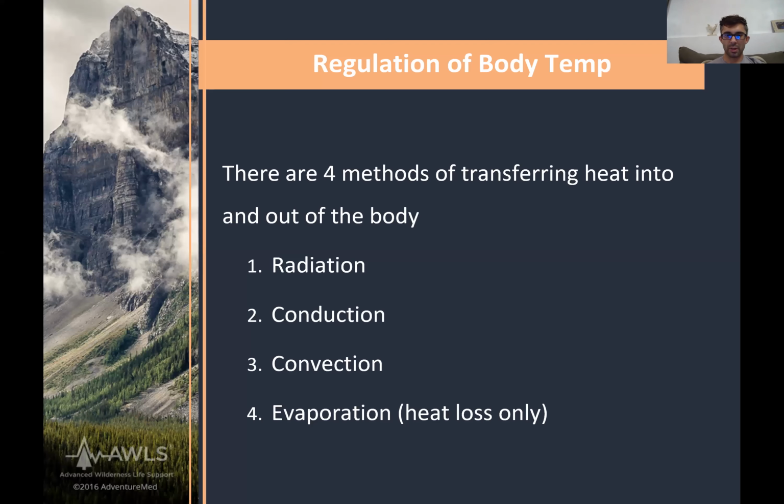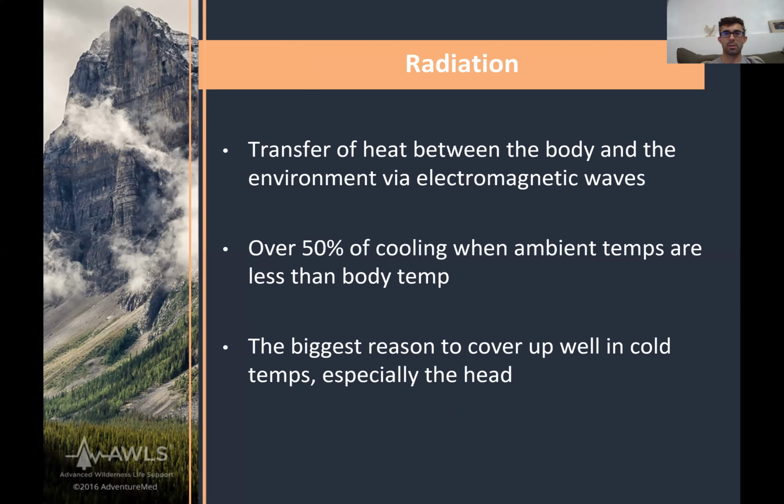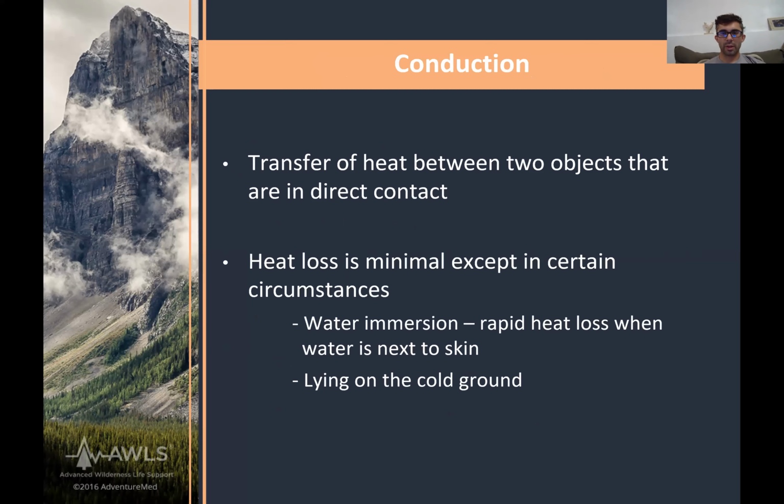There's four methods of heat transfer into and out of the body: radiation, conduction, convection, and evaporation. Evaporation is only heat loss. Radiation is the transfer of heat between the body and environment through electromagnetic waves. It accounts for about 50% of body cooling as long as the environmental temps are less than the body temp. Conduction is the transfer directly between objects in contact between the body and another object. The heat loss is overall minimal unless it is with water immersion or lying directly on cold ground.